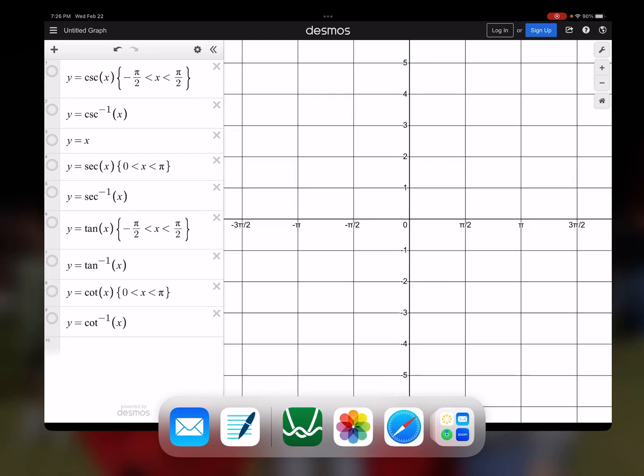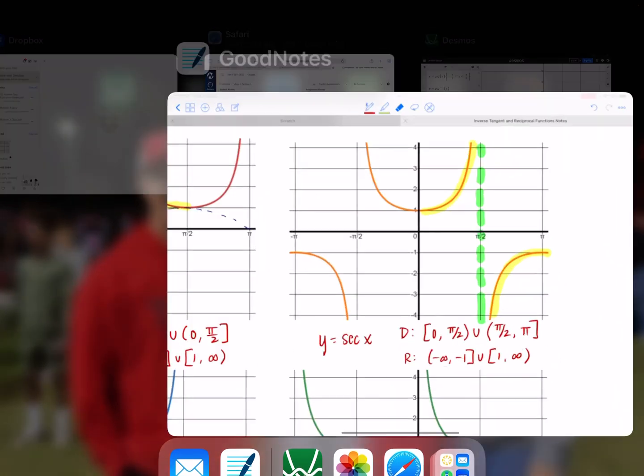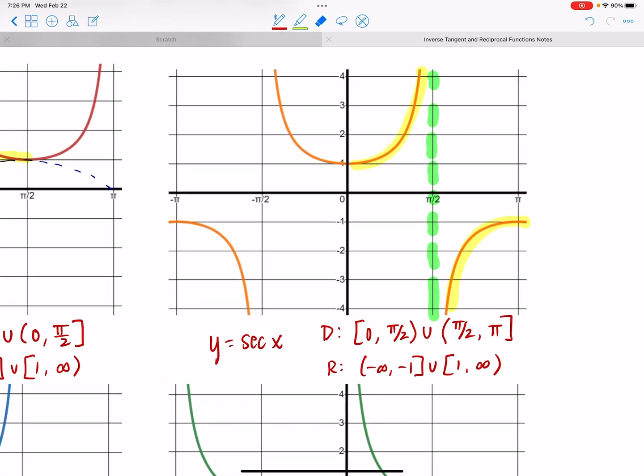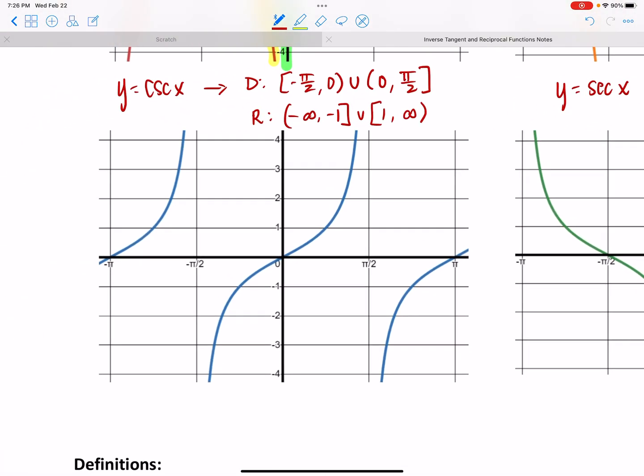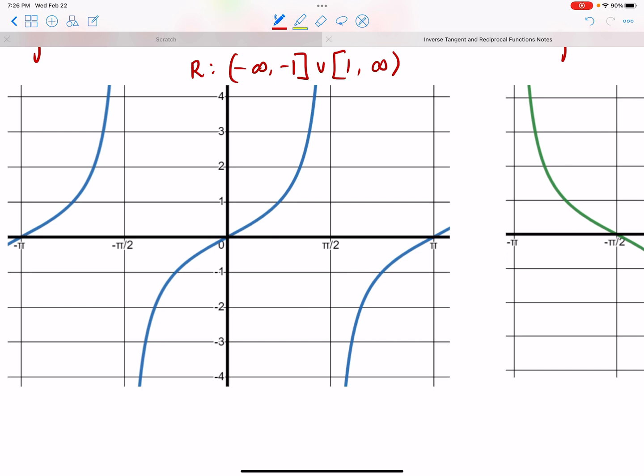So we've taken care of the reciprocal of sine and the reciprocal of cosine. Now let's look at our last two, which are tangent and cotangent. They're reciprocals. I don't know if you remember which one's which, it's been a little bit. So this one's going to be our tangent.